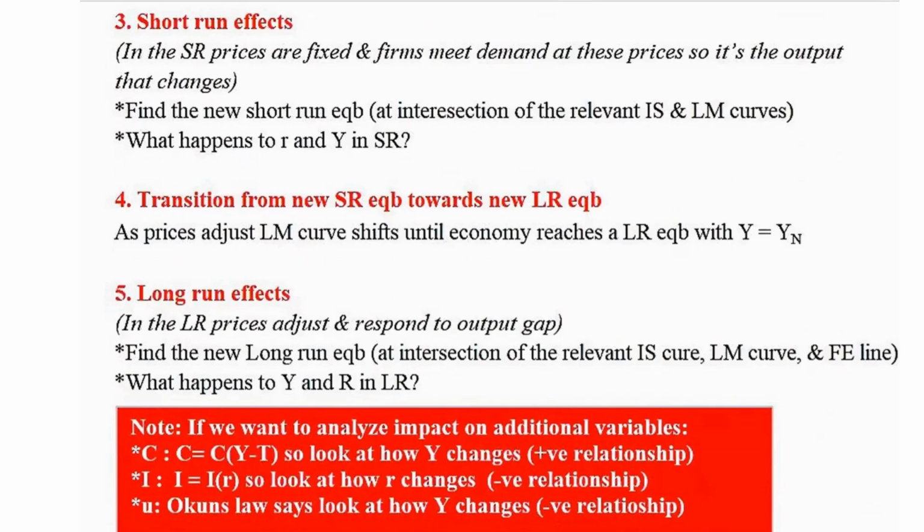If the LM curve shifts, then our new short-term equilibrium will be at the point of intersection of our IS curve and the new LM curve. So then we ask ourselves what happens to R and Y in the short term.